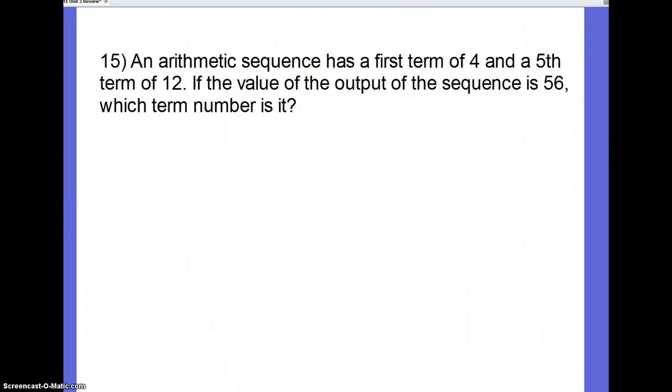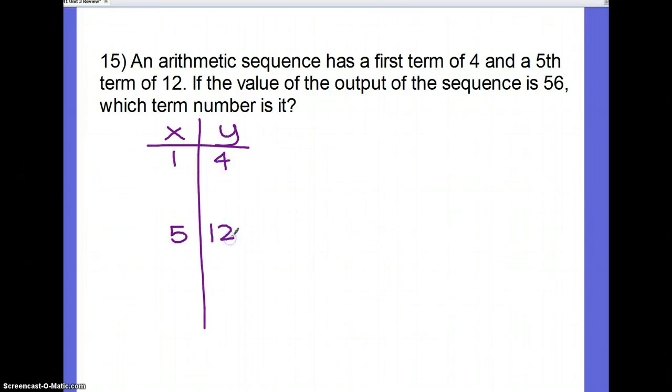An arithmetic sequence has a first term of 4. Okay, so I know I'm going to need a slope here. A first term of 4, and it has a fifth term of 12. So I'm going to find out what it's going by. 12 minus 4 is 8. 5 minus 1 is 4. So 8 over 4 is 2.